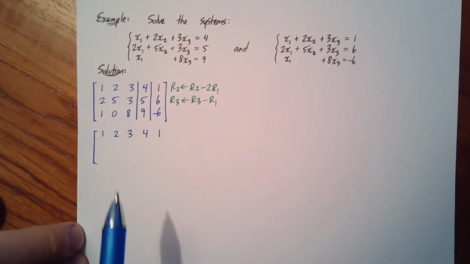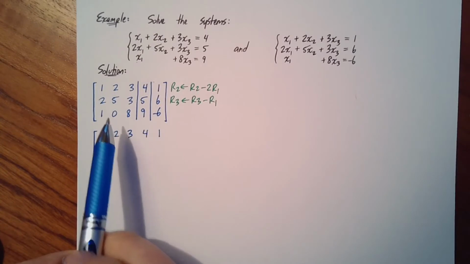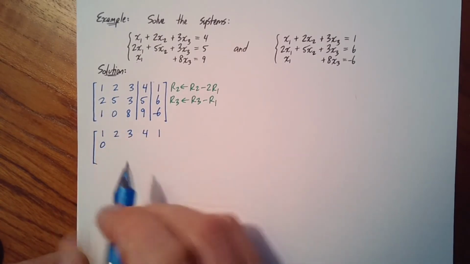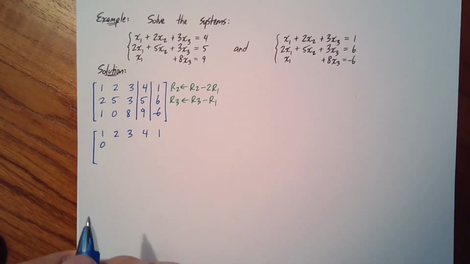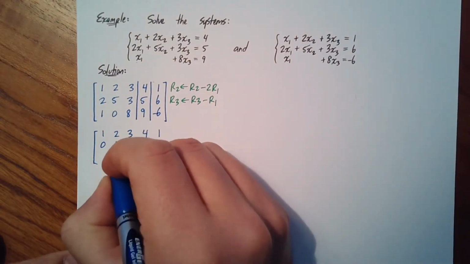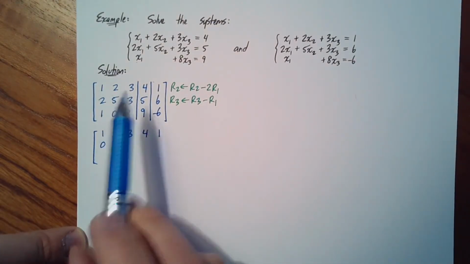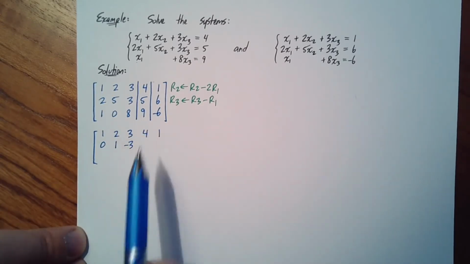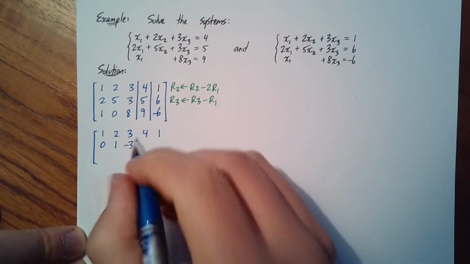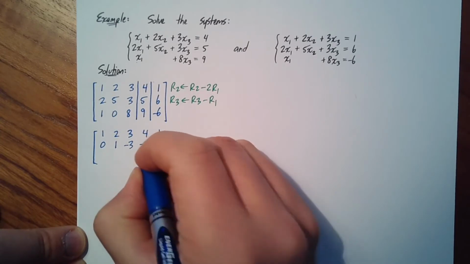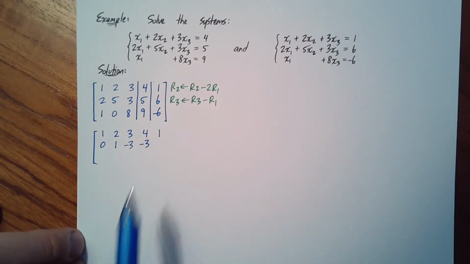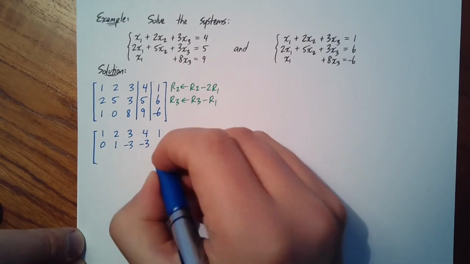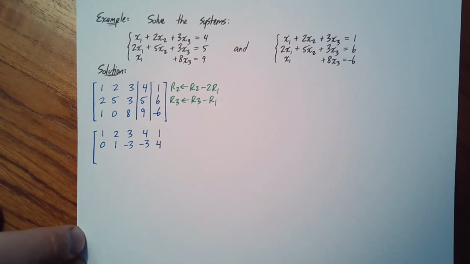And then what about our second row? We're going to subtract row 1 twice, so 2 minus 2 times 1 is 0. 5 minus 2 times 2, that's going to be 5 minus 4, which is 1. 3 minus 2 times 3, that's going to be negative 3. What about this? 5 minus 2 times 4, that's going to be 5 minus 8, which is also negative 3. And then lastly, 6 minus 2 times 1, that's going to be 6 minus 2, which is 4. Okay, so that's our second row.